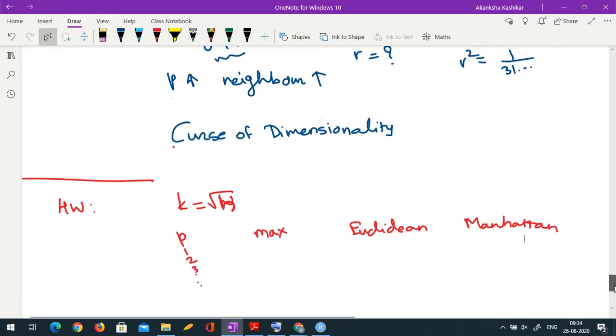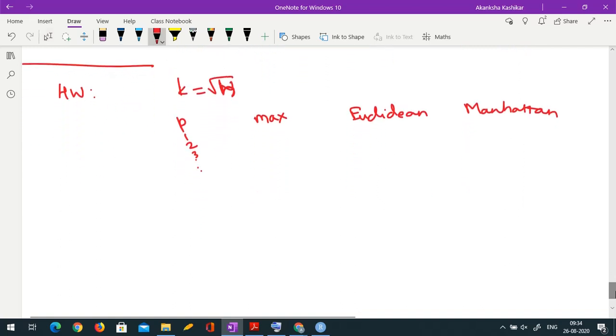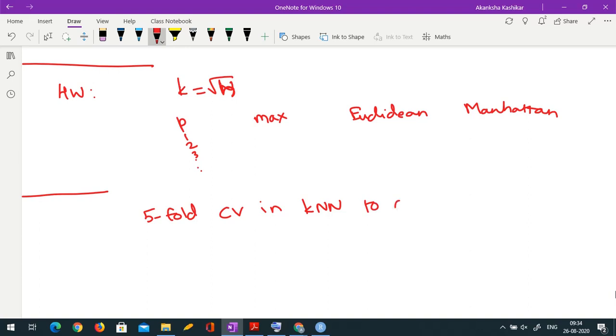Now the second homework is, I hope yesterday you tried to write down the code for k-nearest neighbor. So now the second homework is to try 5-fold cross validation in the k-nearest neighbor method to choose optimal k. I am going to end this lecture today because I want you to do these things. Generally I ask people to do these things in class. So try both these things.